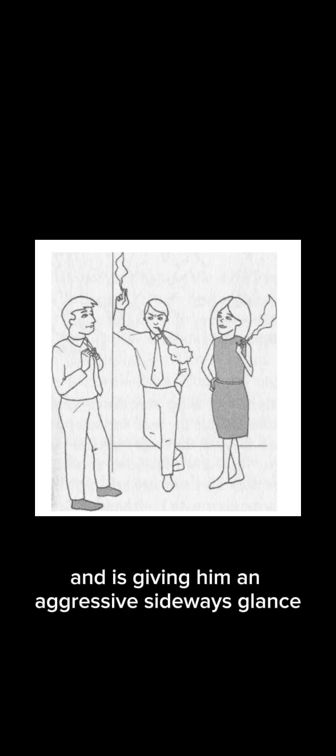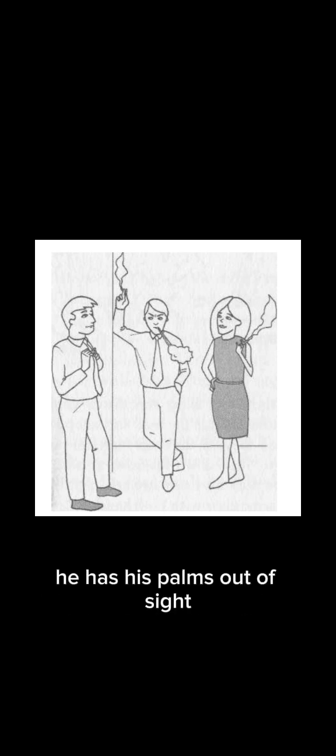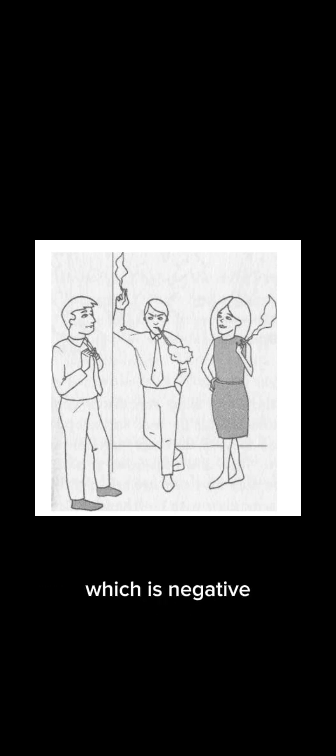His head is up. The man in the center is clearly unimpressed with the other man as he has his body pointing away and is giving him an aggressive sideways glance. He has his palms out of sight and is blowing his cigarette down, which is negative. He is also leaning against the wall.